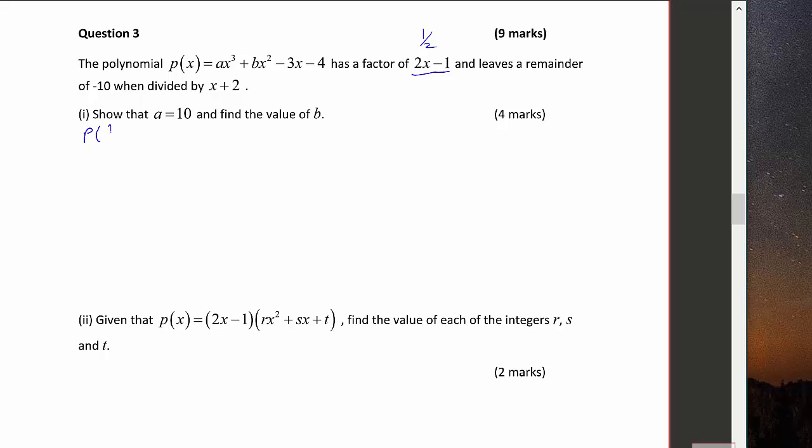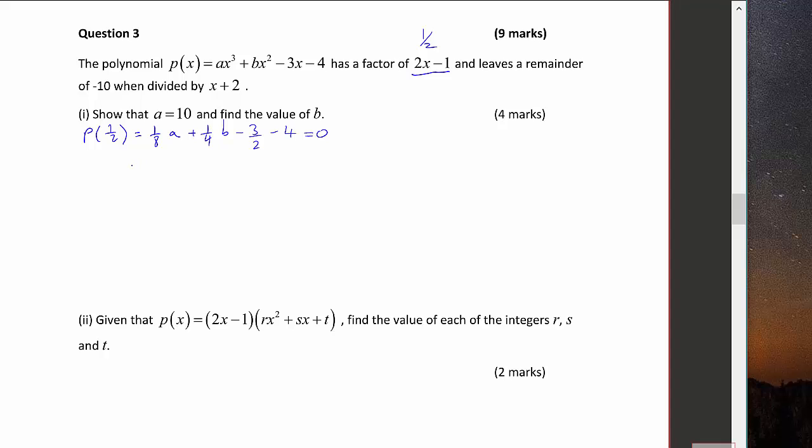So p of a half is going to be, well, a half cubed is an eighth, so that's 1/8 a. A half squared is a quarter, plus a quarter b. And then 3 times a half, so negative 3 over 2. Take away 4. And we know that that's a factor, so the remainder will be 0.